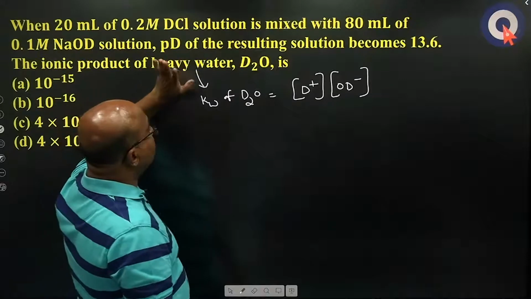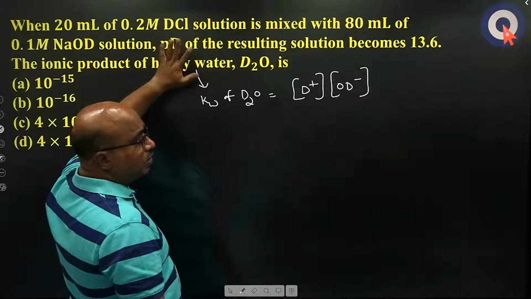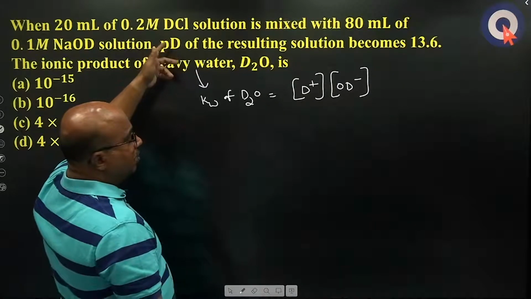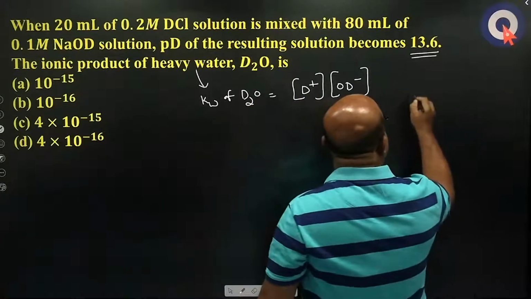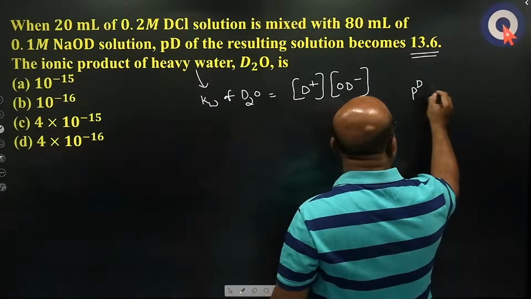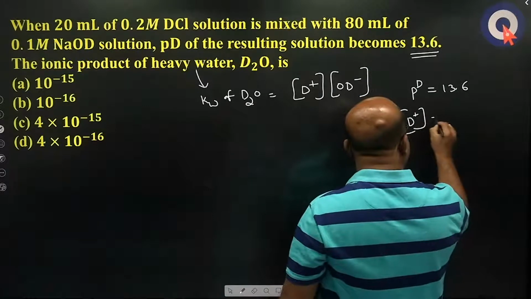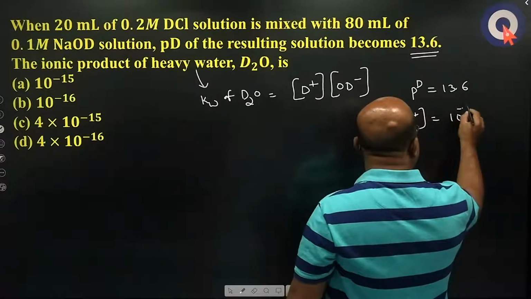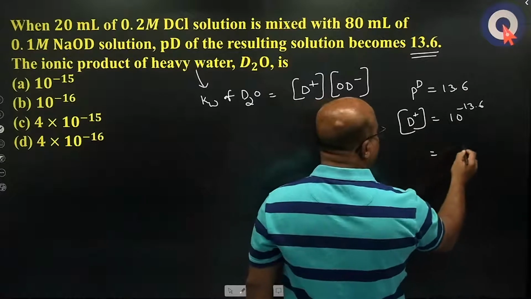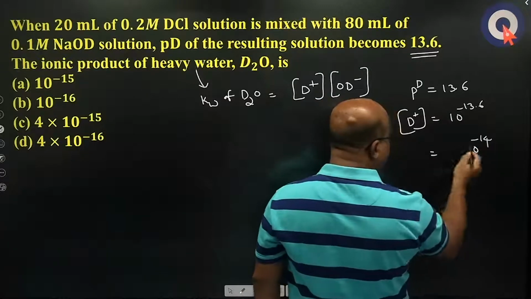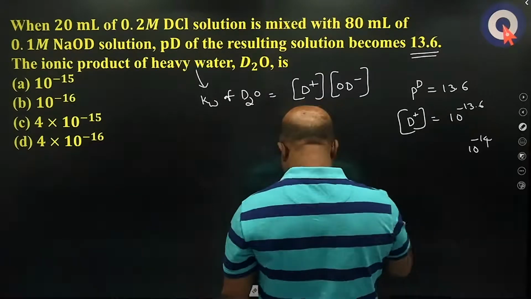But pD is given, means it's nothing but like pH, negative logarithm of H plus concentration is pH. So here it is a negative logarithm of D plus concentration. So what is D plus concentration from this value? PD is given as 13.6. D plus concentration is nothing but 10 to the power of minus 13.6. So we can take this as 10 to the power of minus 14, as we just said, an anti-log of 0.4.